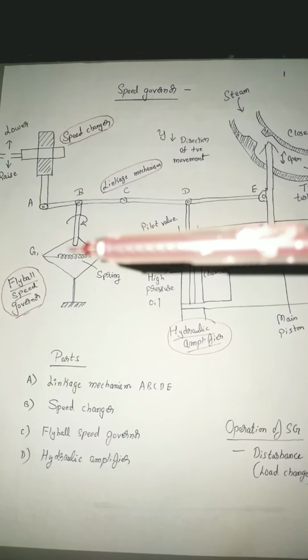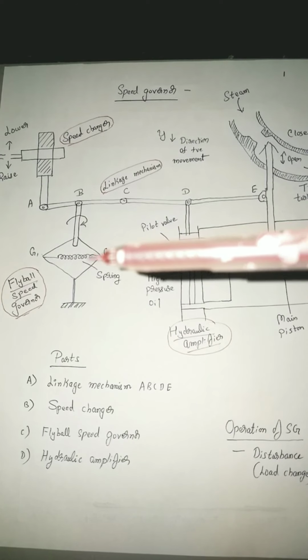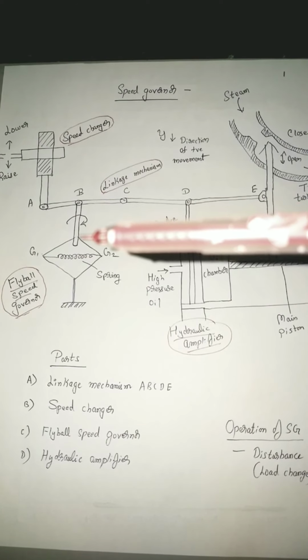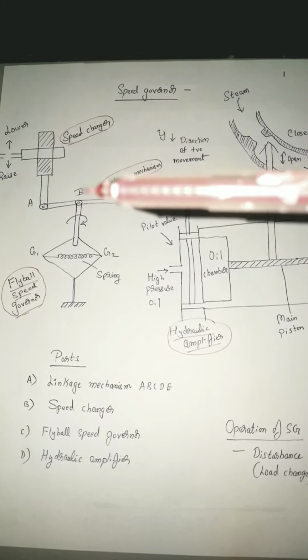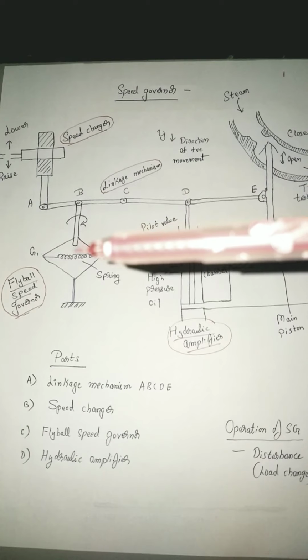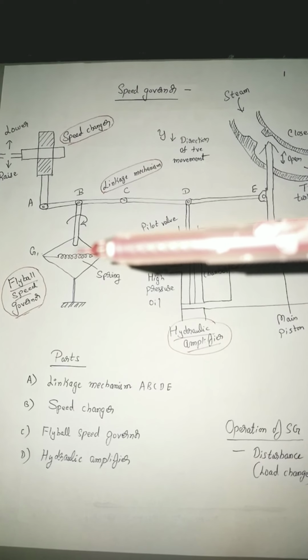Already we know the operation. When the speed reduces, the spring gets compressed, and due to this compression, the beam moves upwards. So what has happened here? The speed has reduced below 50 Hertz, which is not desirable.